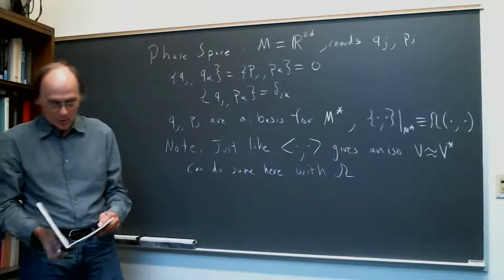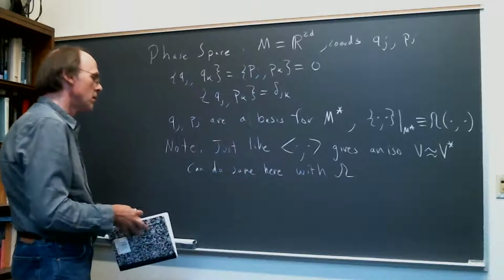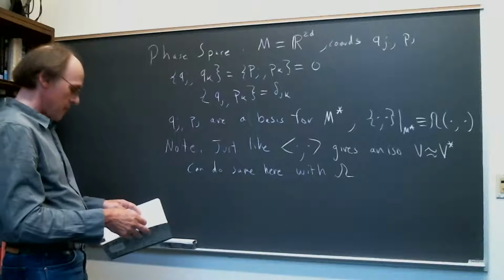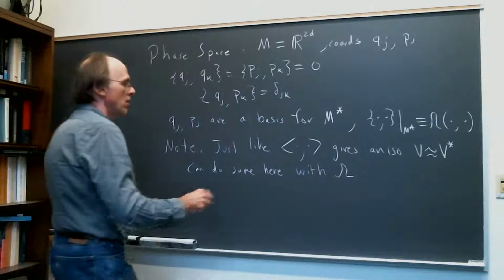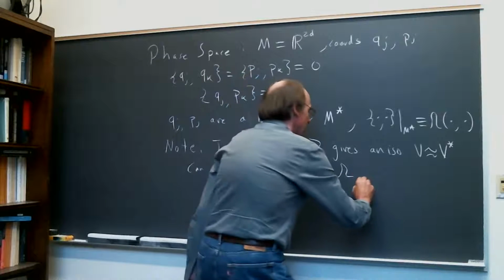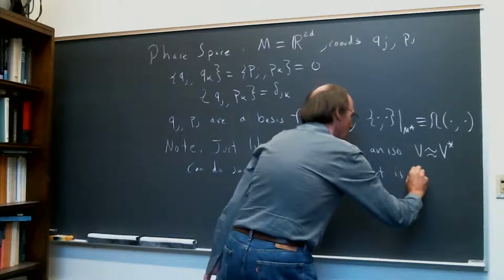And so with omega, you can get an isomorphism between M and its dual.